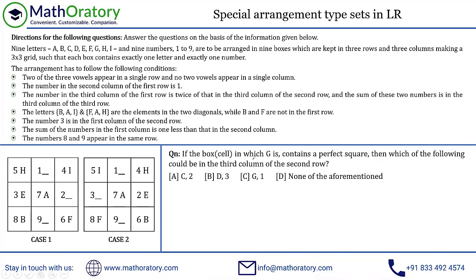If the box in which G is contains a perfect square. So if G is contained in a box which is a perfect square, we don't know which case this is, but G has to come with 1 or with 9, right? So let me just write this down.